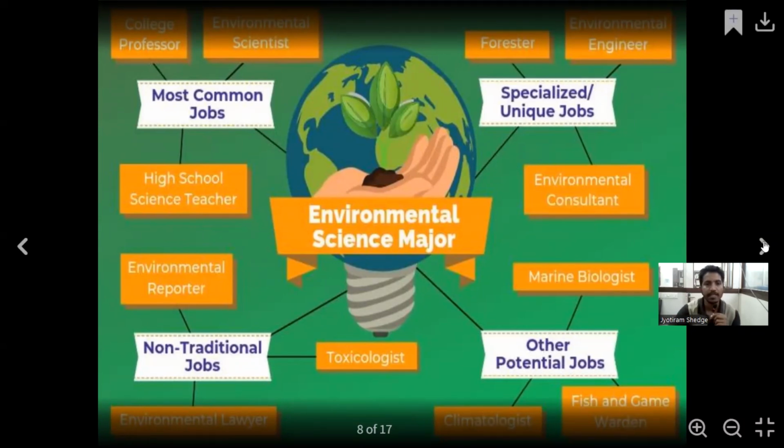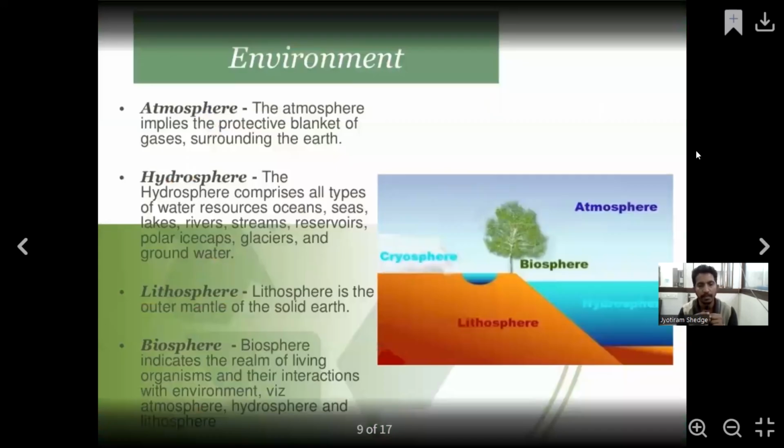ओके, एज वेल एज या नाउ we discuss about this environment class. This environment is made up of three important components. The first is the atmosphere, the second is the hydrosphere, and the third is the lithosphere. And these three components come together and form the biosphere.